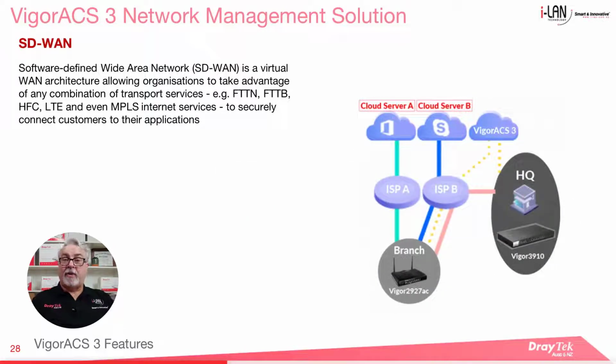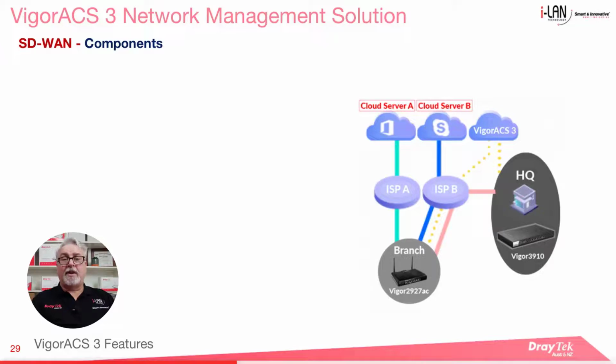SD-WAN. Software-Defined Wide Area Network, otherwise known as SD-WAN, is a feature that has been added to VigorACS 3. It's a virtual WAN architecture, allowing organisations to take advantage of any combination of transport services, for example fibre to the node or fibre to the basement, hybrid fibre coaxial, LTE and even MPLS internet services to securely connect customers to their applications. It uses a centralized control function to securely and intelligently direct traffic across the WAN, including the use of VPNs.